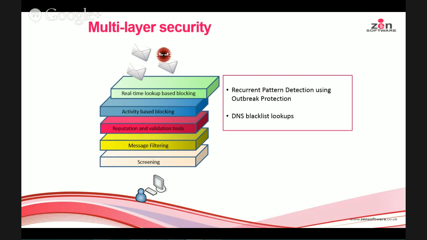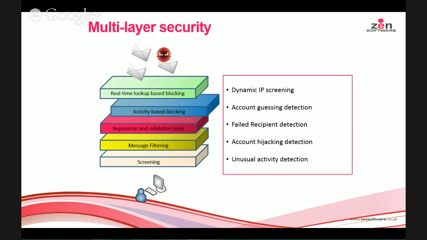Another real-time lookup method is the DNS blacklist lookup. Checking the server's IP address that's sending messages. Are they on one of the known blacklists right now? And that helps it determine and score the message as being spam.